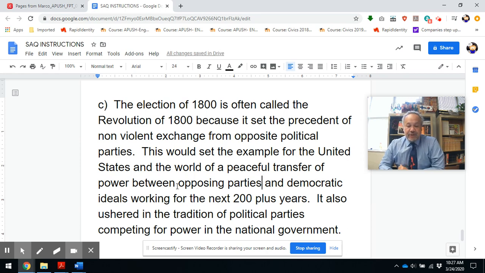It also ushered in the tradition of political parties competing for power in the national government. Washington was thinking maybe we will not have political parties, but I think by his second term, he kind of saw the factions formulating into formal political parties. And this election would set the precedent for the next 200 plus years, and it resulted in sometimes a major third political party, but really dominated by 2 political parties.